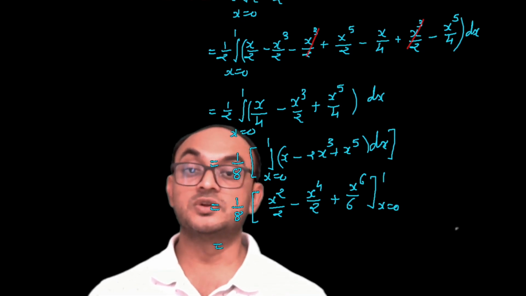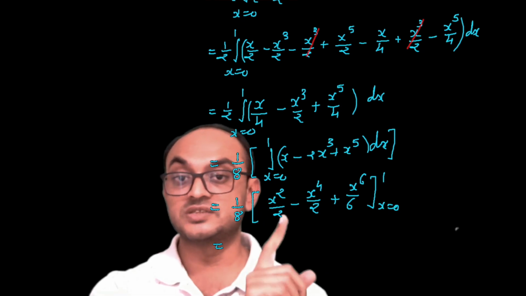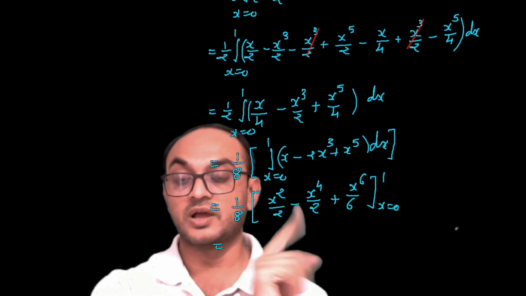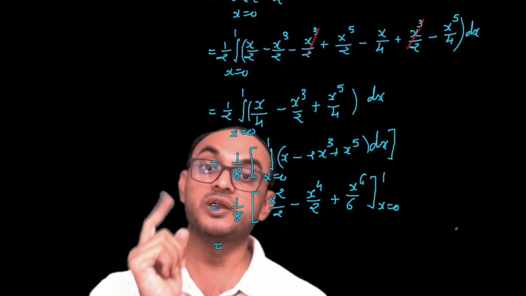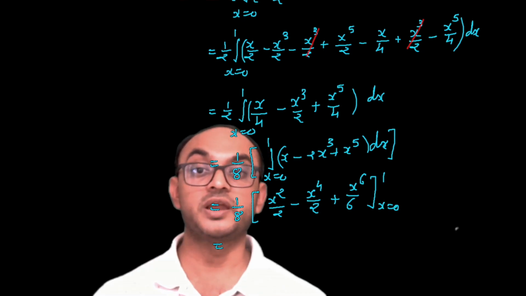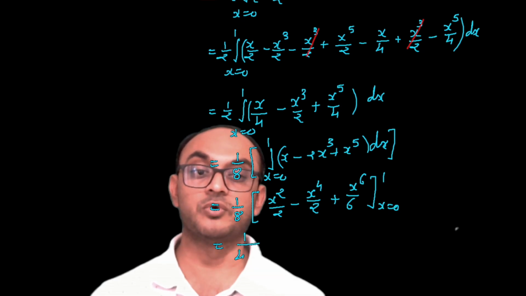So this is equal to, now see, when you substitute x equal to 1, this will be 1 by 2 and minus 1 by 2. So 1 by 2 minus 1 by 2 will be cancelled out. Only the remaining quantity is 1 upon 6. So 1 upon 8 into 1 upon 6 is 1 upon 48.